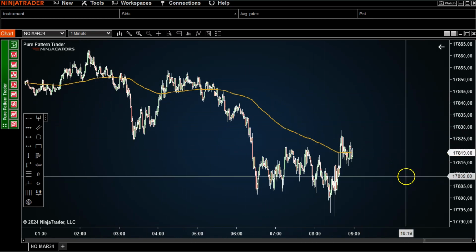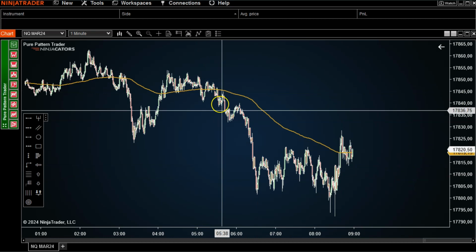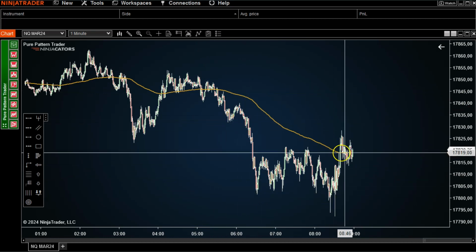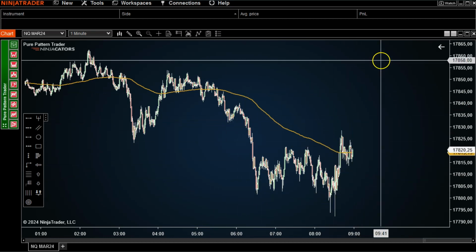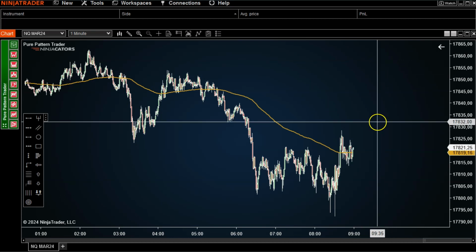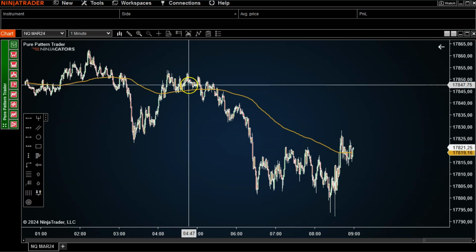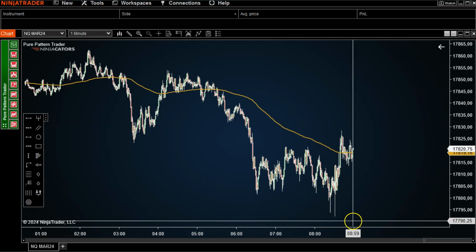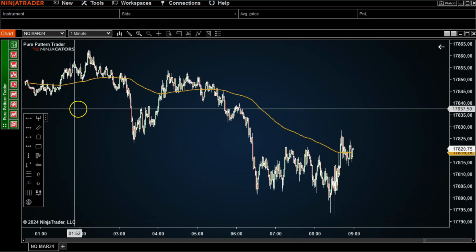I've also got a 200 period EMA that I've loaded. I use it as a trend filter. When price is below it, I look for bearish setups, and when price is above it, I obviously look for bullish setups. Right, also trying to follow trend continuation patterns rather than reversal patterns.